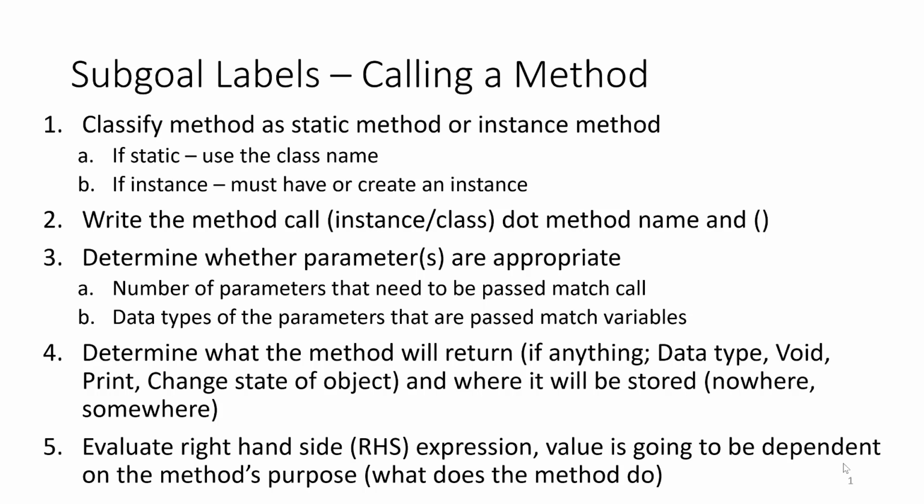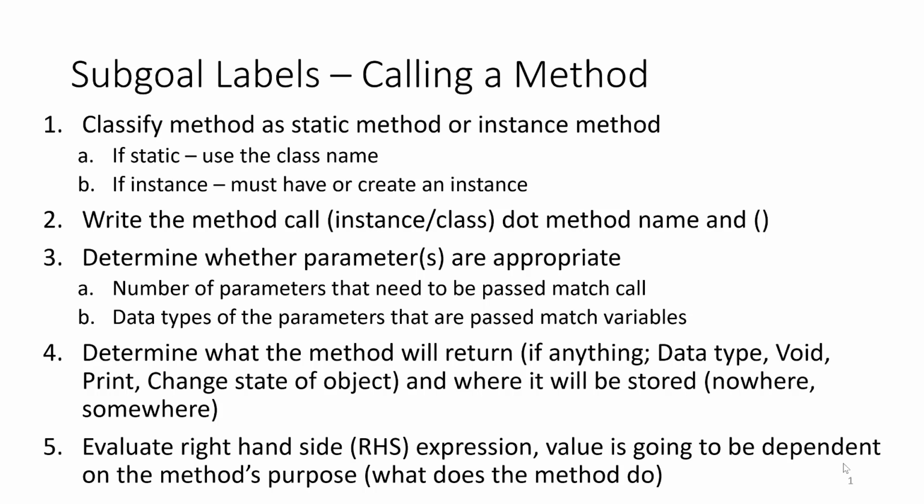Subgoal 2. Write the method call, either the instance or class name, dot, method name, and open and close parentheses. Subgoal 3. Determine whether the parameters are appropriate, the number of parameters that need to be passed, and the data types of those parameters. Subgoal 4. Determine what type the method will return, if anything, and where it will be stored.